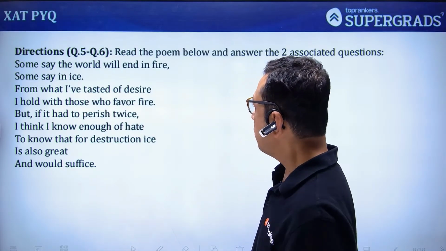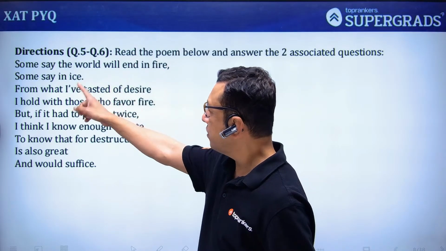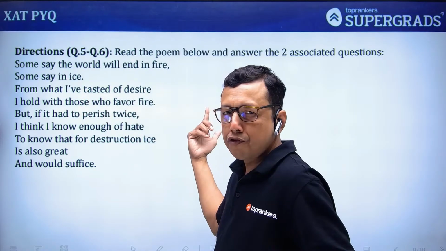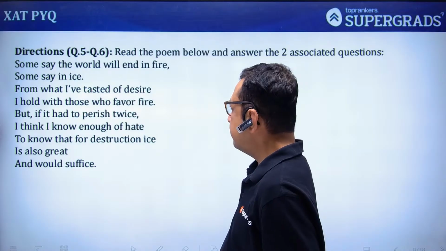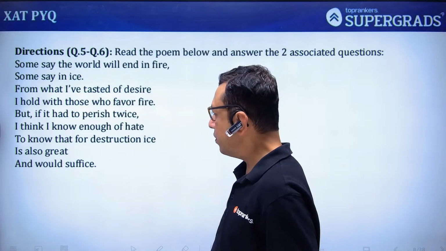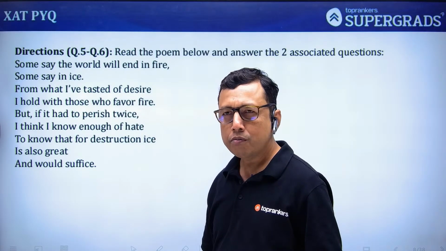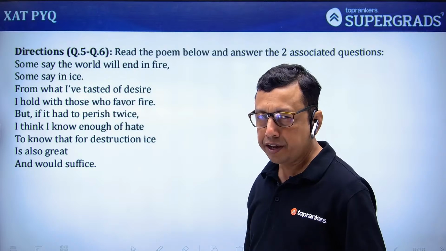So the world will end in fire. Some say in ice. Fire or ice? What is going to destroy this world? It can be desire or hate. So desire goes with the idea of greed.